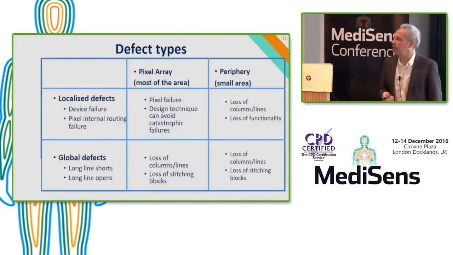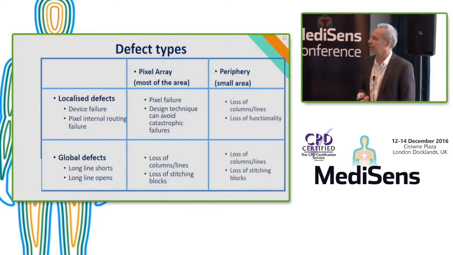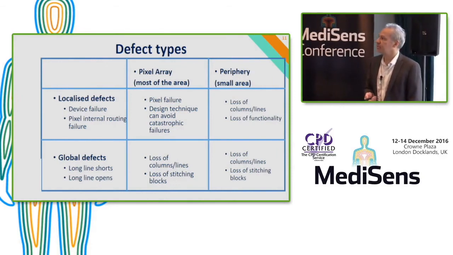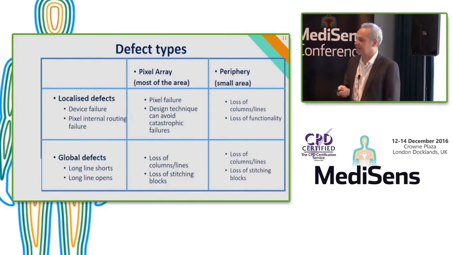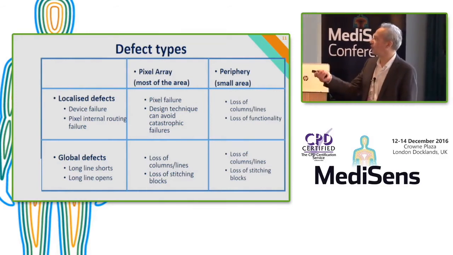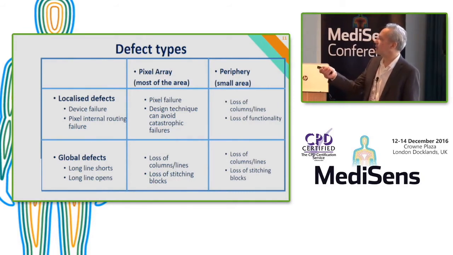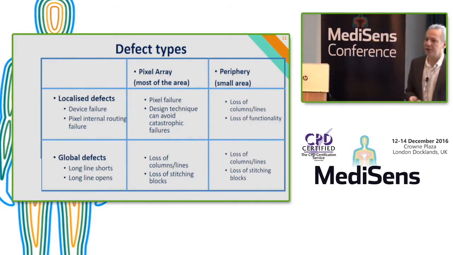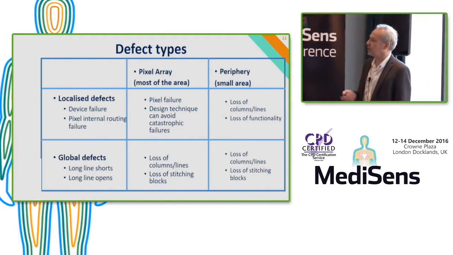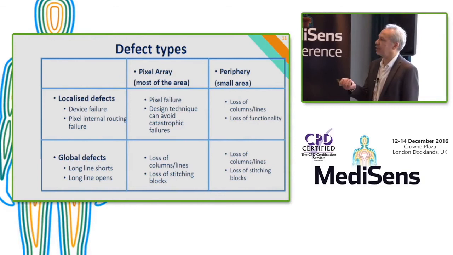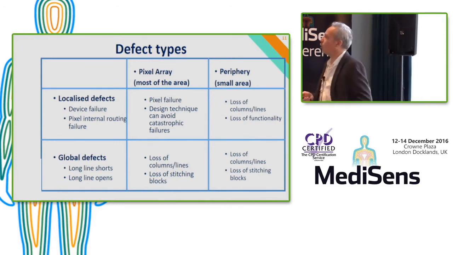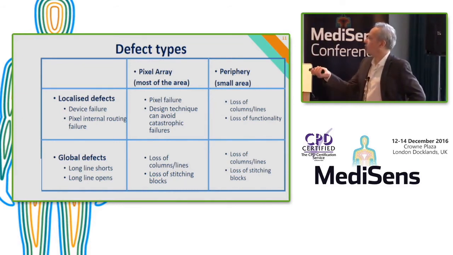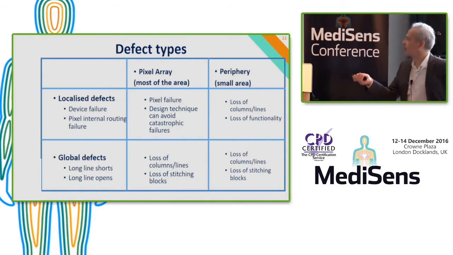If you look at defect types, when we analyze a defect and when we design a sensor, we have to look at different defect types, and I tried to do a very rough classification. As I said before, there are 2 areas, the pixel array and the periphery. Then I try to distinguish between localized defects, where you have just a device failure or a pixel internal routing failure, for example, and global defects, where you have long lines which are broken, and you have shorts and opens. And then in the 4 boxes there, you have the effects of what they can do.